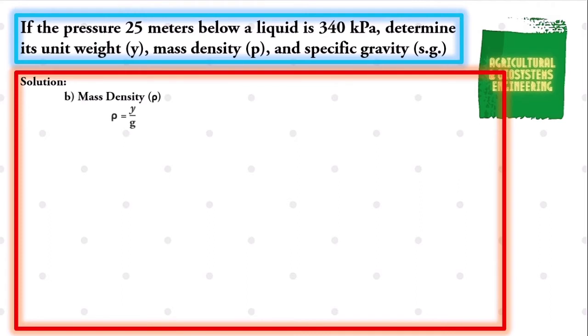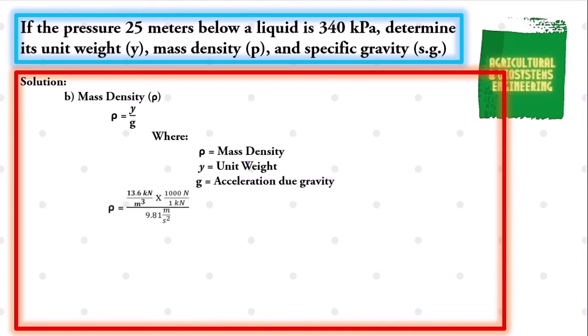The next value that we are going to solve is the value for our mass density. To solve for mass density, we will be using the formula, ρ is equal to γ all over g, where ρ is the mass density, γ is the unit weight, and g is the acceleration due to gravity. We already solved for the value of our unit weight, so we simply substitute values, giving us mass density is equal to the quotient of the unit weight of 13.6 kN per cubic meter all over the acceleration due to gravity of 9.81 meters per square second.